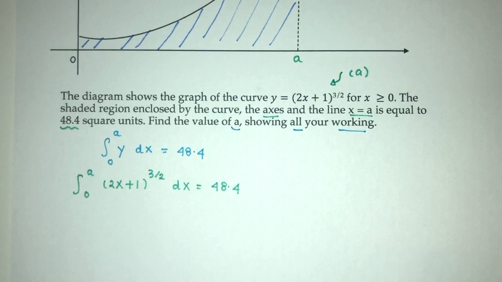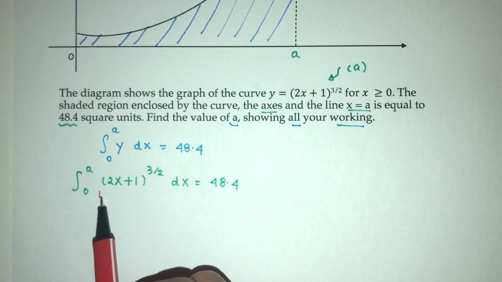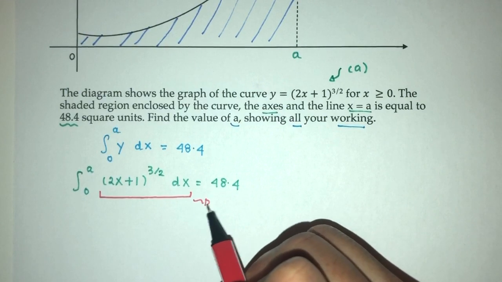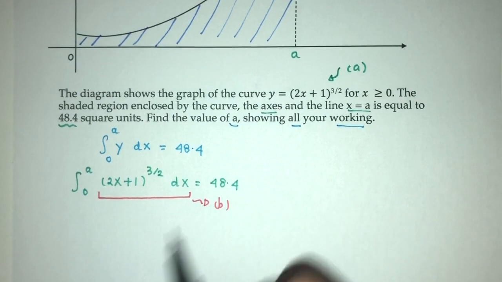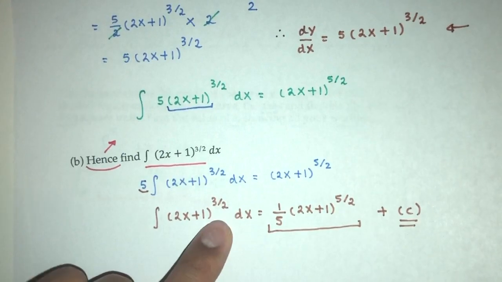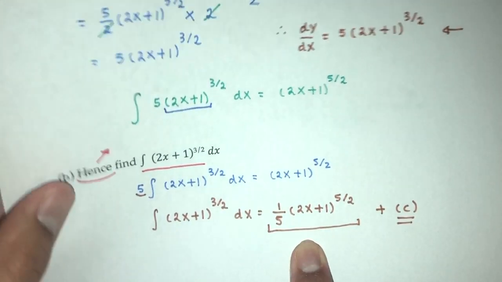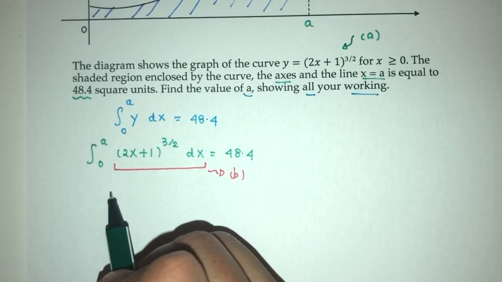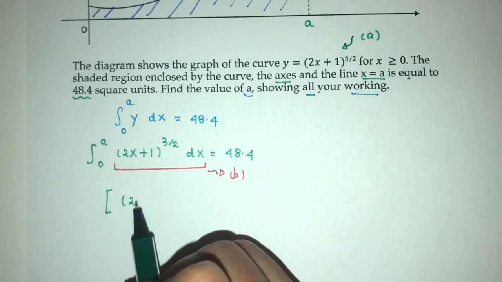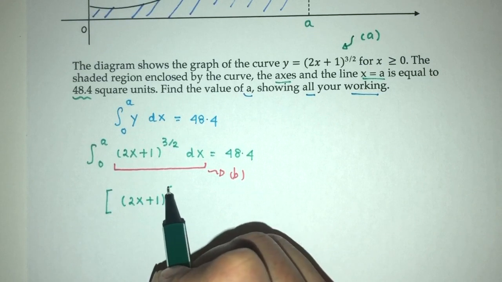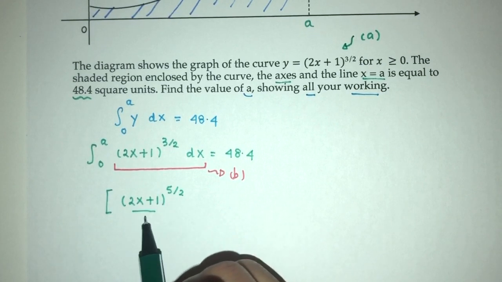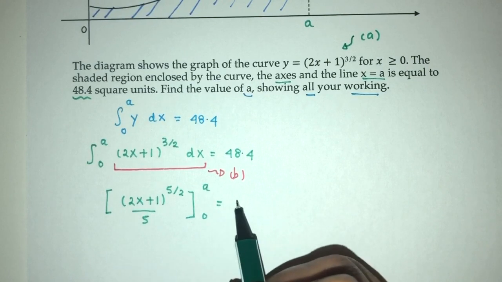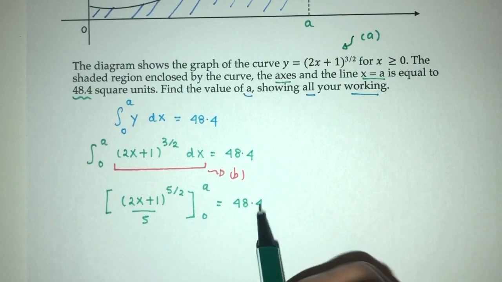Now, we observe something. We have this value already, right? If you remember, this is from part B of this question, right here. The integral of (2x plus 1) to the power 3 over 2 gives you this value, so just write this down now, because we know this already. We know that this will give you the value of (2x plus 1) to the power 5 over 2, over 5. This is from part B. Now the limits are a and 0, supposed to give you 48.4.